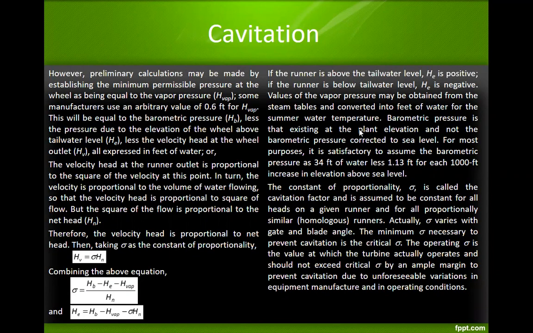This is the constant table. The barometric pressure values of vapor pressure may be obtained from the steam table and converted into feet of water for the given water temperature. Barometric pressure is that existing at the plant elevation and not barometric pressure specific to sea level. For most purposes, it is satisfactory to assume the barometric pressure as 34 feet of water less 1.13 feet for each 1,000 feet of elevation above sea level.